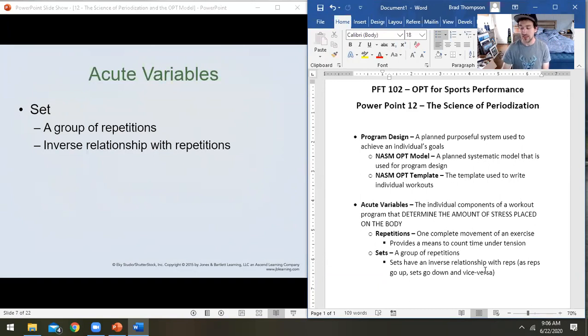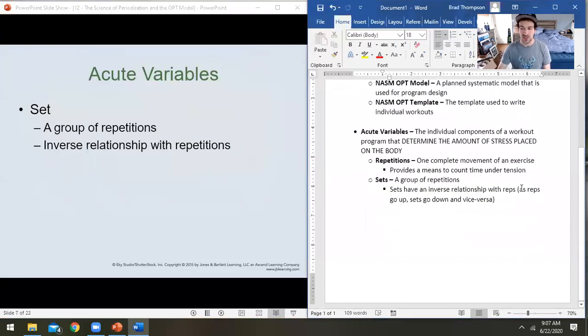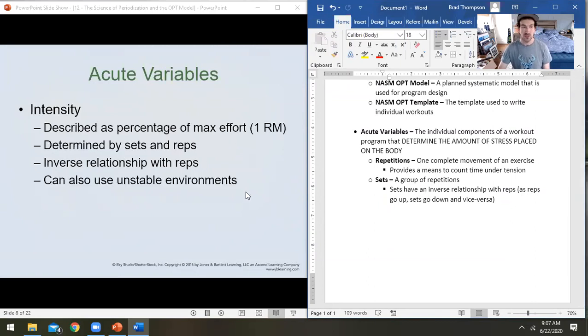The closest you can get to high sets and high reps is, again, hypertrophy, because it's all about beating up the body so much that it creates a lot of cellular growth. So there's an inverse relationship with your repetitions. As reps go up, sets go down, or as reps go down, sets go up. They are always backwards of each other. And they're also tied to the third one here, which is intensity.